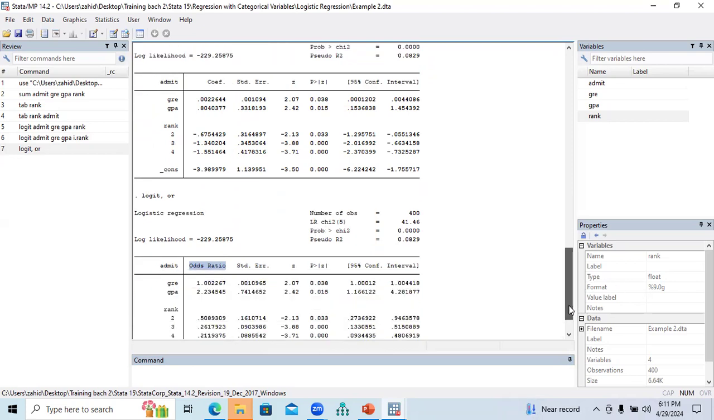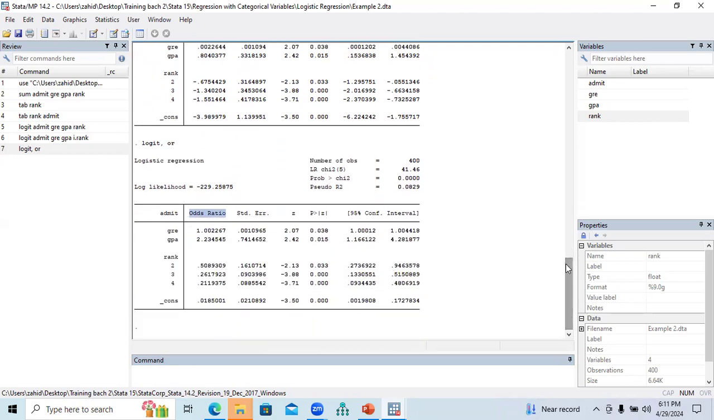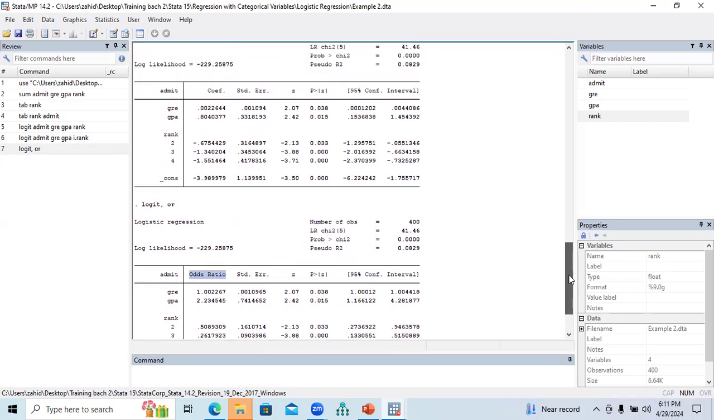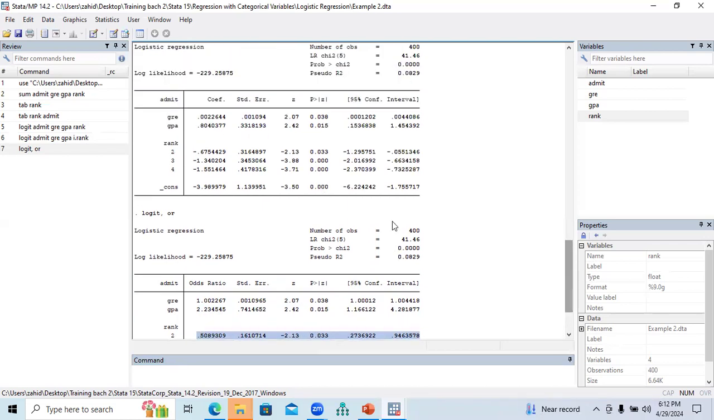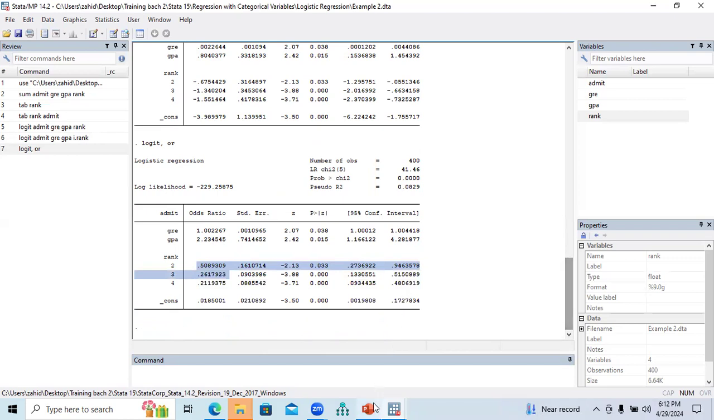What do these indicate? What is the interpretation? If you see the odds ratios, it will give you different values: GRE with 1.002267, GPA with 2.23, and you can also see the rank values are positive now. The p-values and z values are the same as in the previous results; only the coefficients are replaced with odds ratios. So what do they indicate in logistic regression?